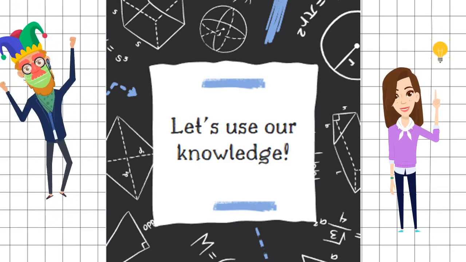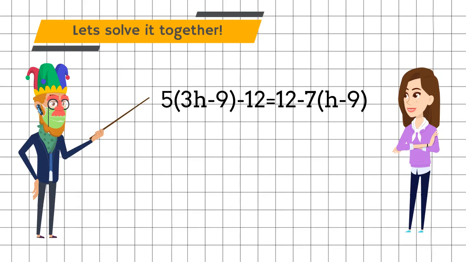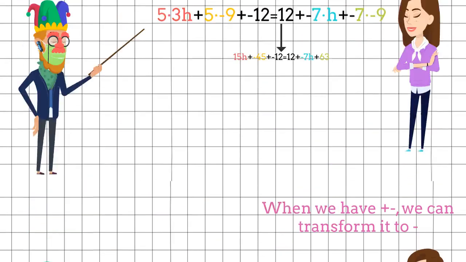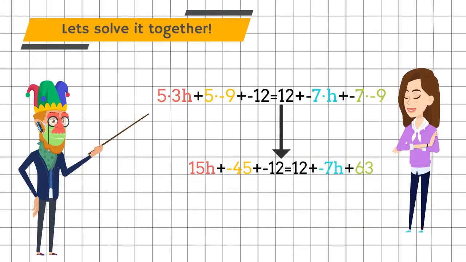With the knowledge we already have, we'll solve this equation together. First, we need to apply the distributive property in 5 multiplied by the subtraction of 3h and 9, and 7 multiplied by the subtraction of h and 9. That will remain like this. Then we have to multiply 5 and 3h, 5 and minus 9, 7 and h, and 7 and minus 9. This will remain like this.